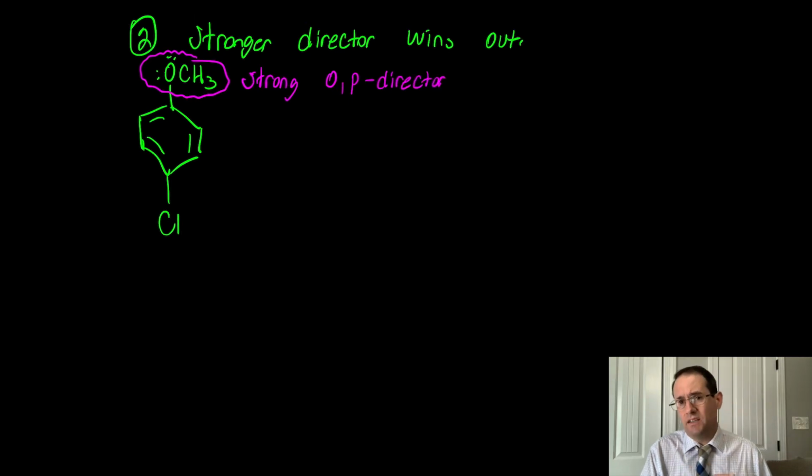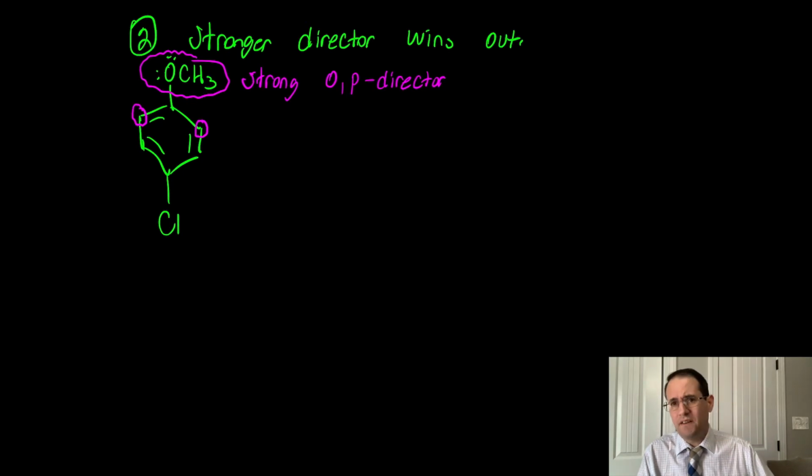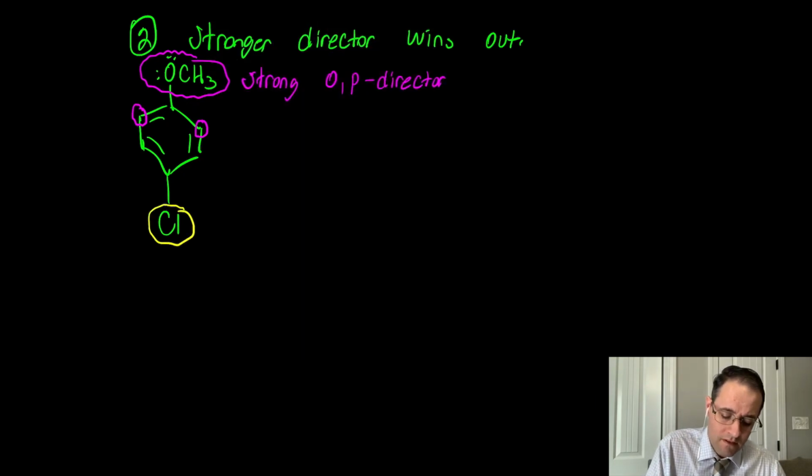And it's going to direct to the two ortho carbons adjacent to this methoxy group, but not the para carbon because there's no hydrogen at that carbon. There's a chlorine, okay? So we can't substitute chlorine. We can only substitute hydrogen. Now, this chlorine here is a very weak ortho-para director. It's a weak ortho-para director as well.